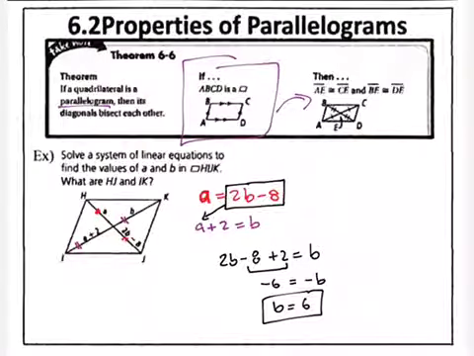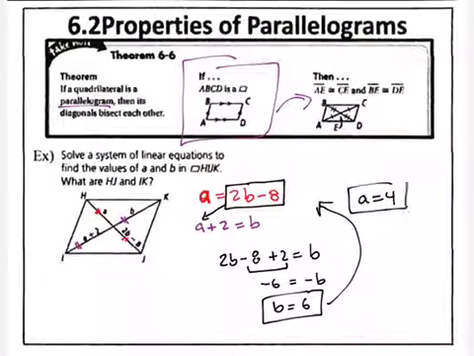Now that I know what B equals, I'll plug it back in up here to find A. So 2 times 6 is 12. 12 minus 8 is 4, so A equals 4.